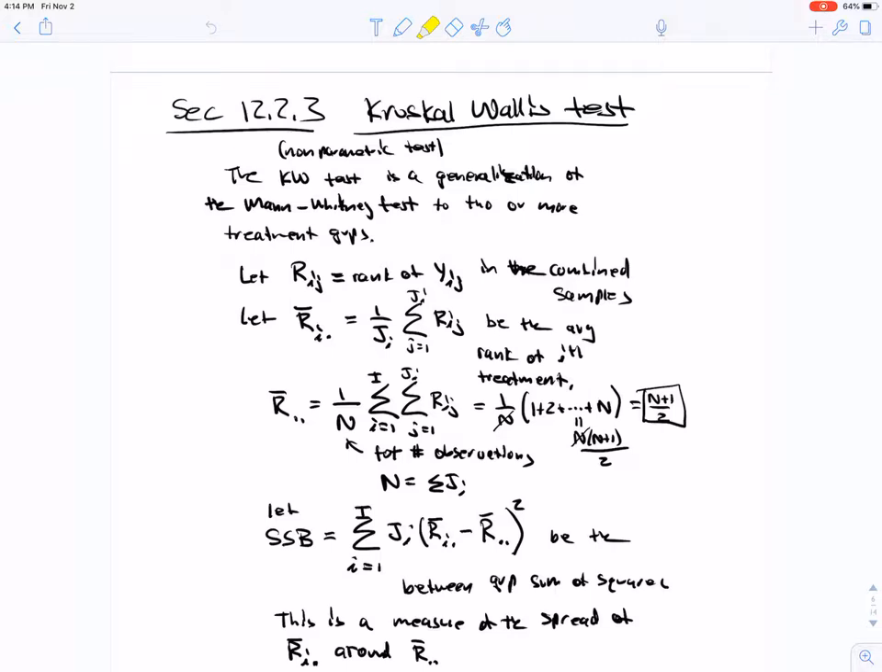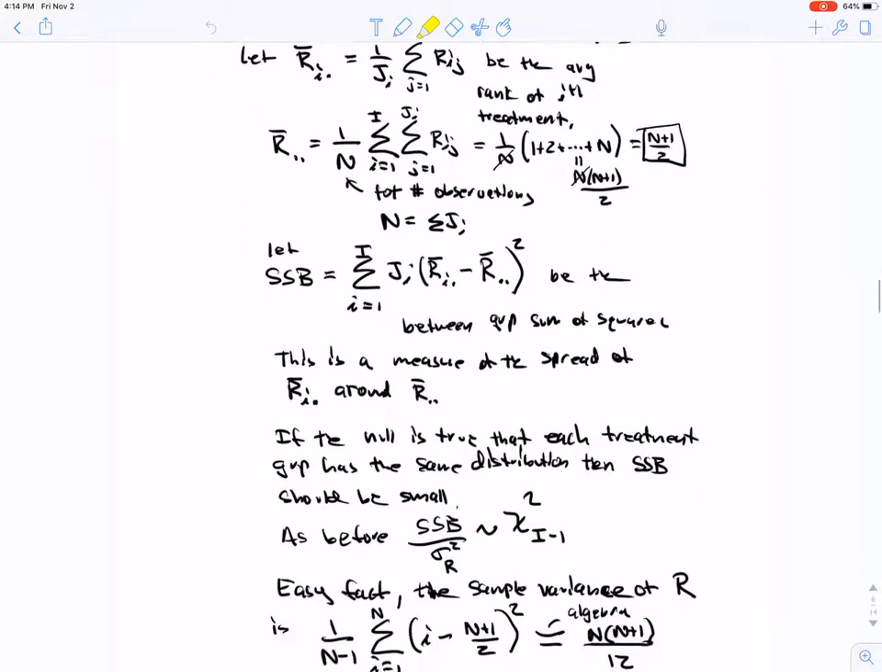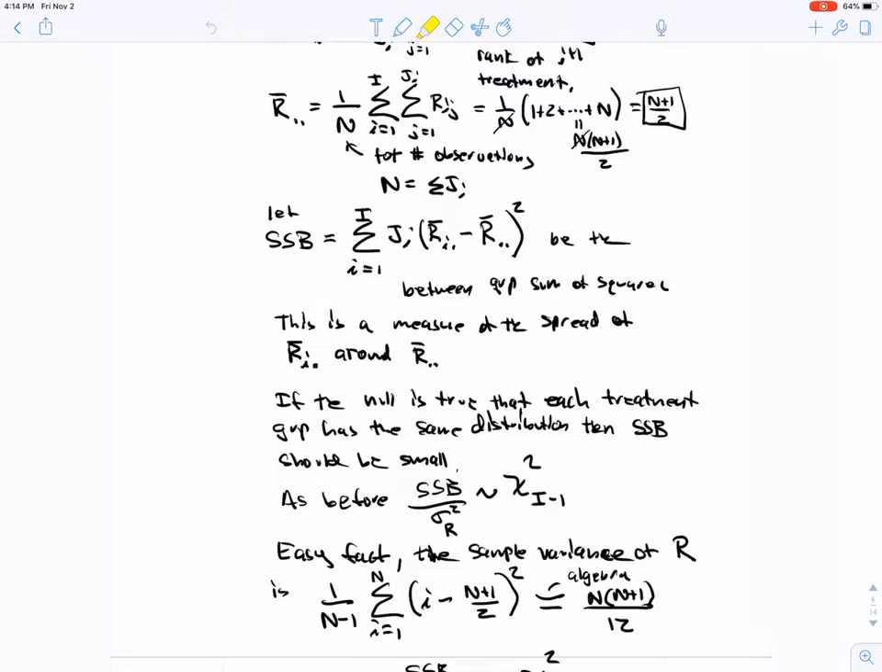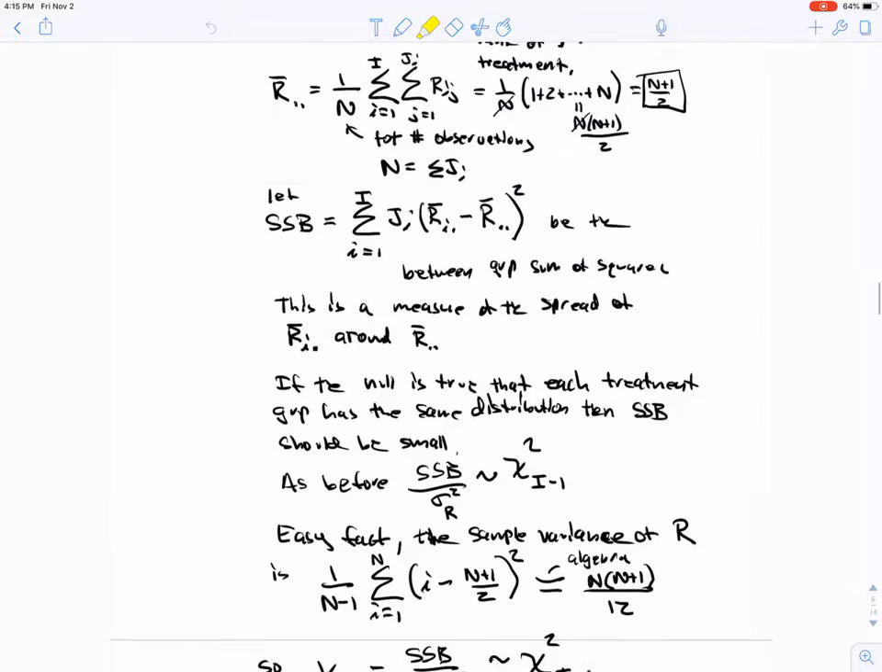So we also find the mean of the ranks among each group and the total mean. The total mean is just n plus 1 over 2. And we can calculate SSB of the ranks just in the usual way. So this is a measure of the spread of the average rank of groups around the total rank average.